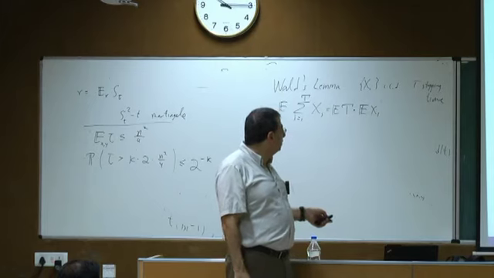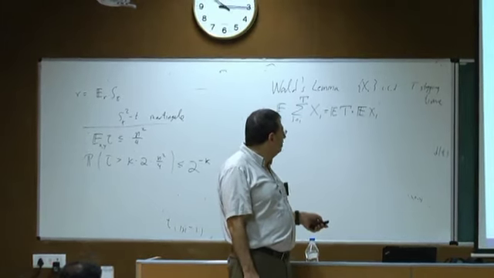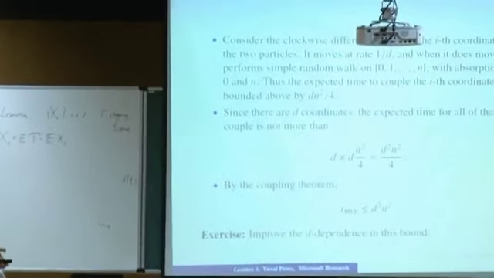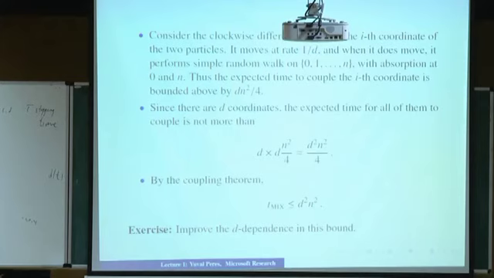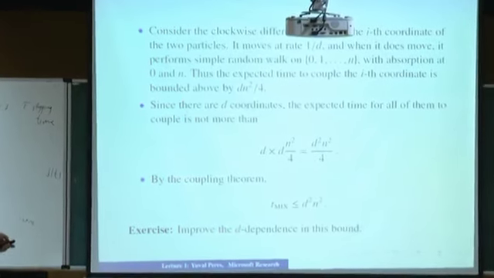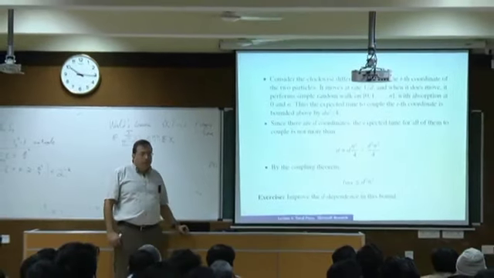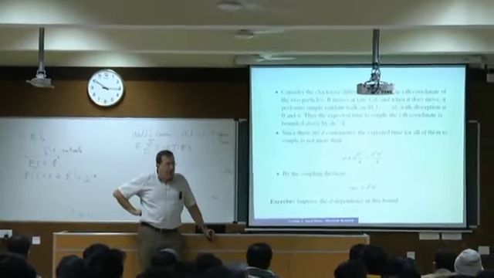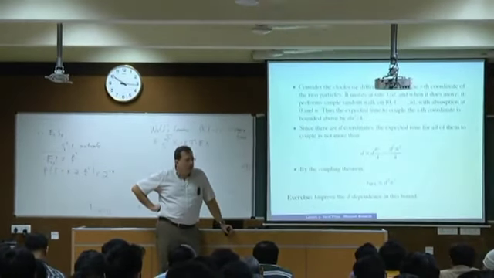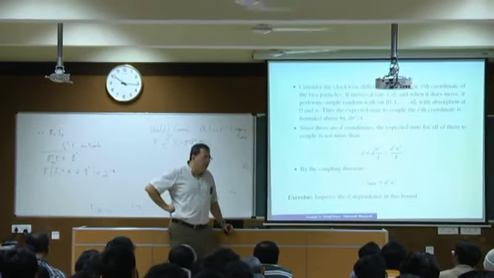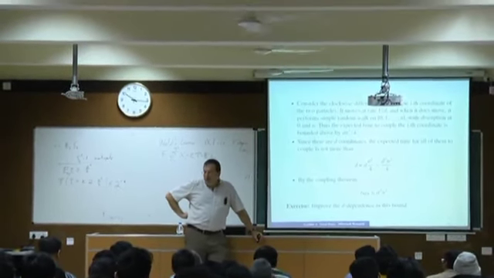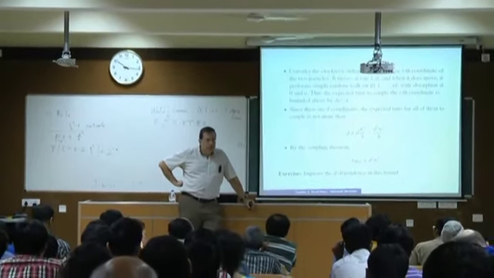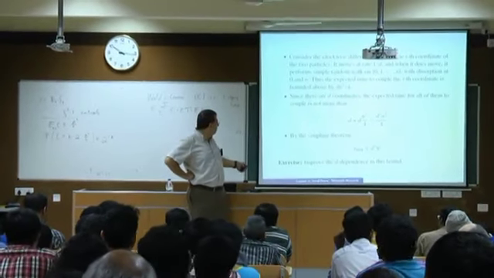And now, since there are d coordinates, the expected time for all of them to couple, this is one naive bound, is going to be at most d squared n squared over 4, because I'm looking at the maximum of these variables. I can always bound the maximum by the sum, and this gives this inefficient bound, d squared n squared over 4. So this gives you the right dependence on n. I'm thinking of the dimension d as maybe a large constant, and n is going to infinity. This is the right dependence on n, constant times n squared. But the dependence on d is not sharp with this argument. We were being too lax in the last step, bounding the maximum by the sum.